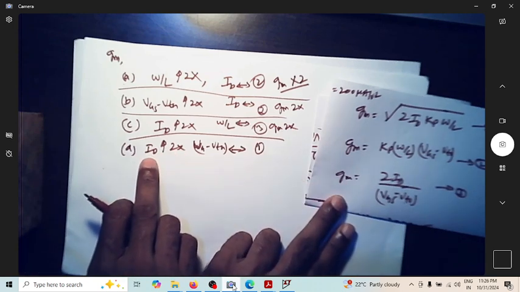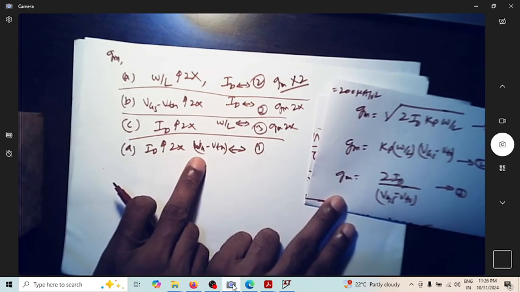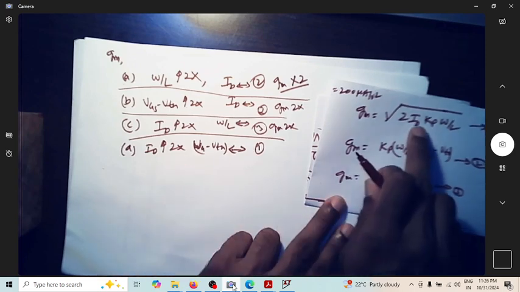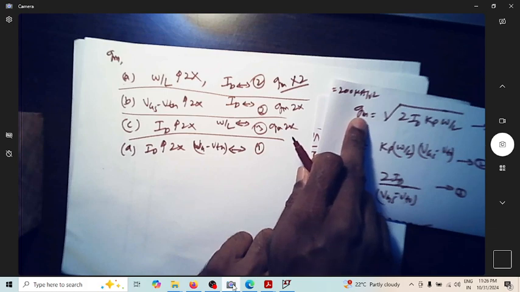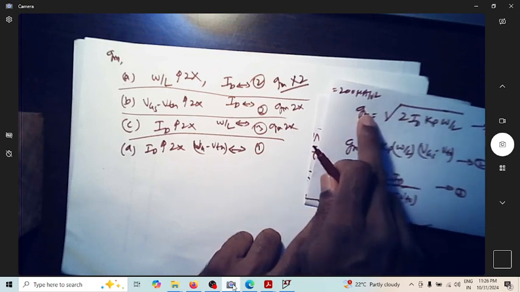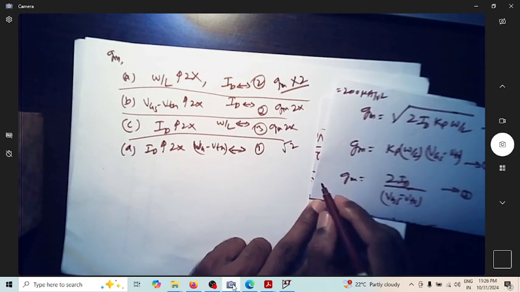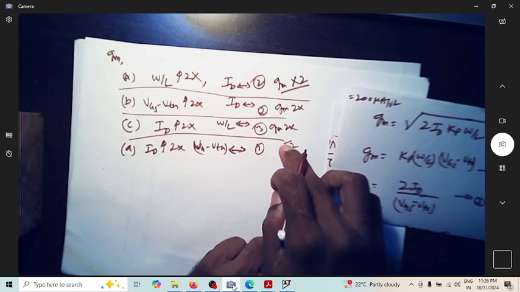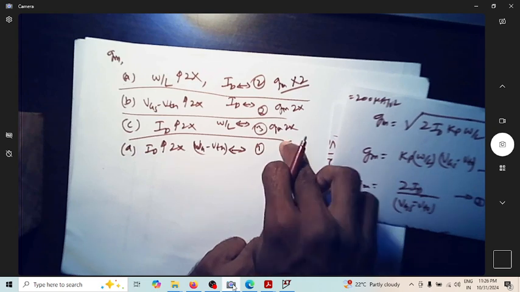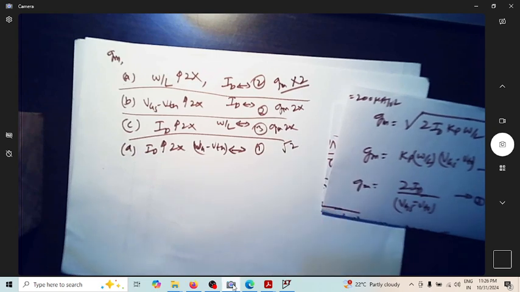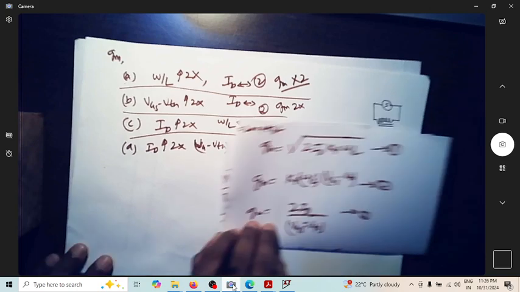Suppose you are increasing ID by 2 times without increasing VGS minus VTH, then what is the increment of GM? ID increased by 2 times, then GM is increased by root 2 times. So this is how we have to solve this problem.